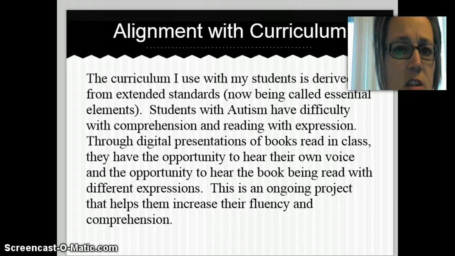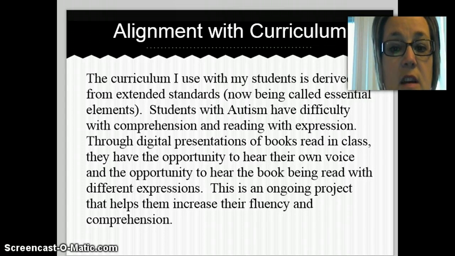Students with autism actually have difficulty with comprehension and reading with expression. Through digital presentations of books that we read in class, they can have the opportunity to hear their own voice and the voice of others, and they can hear the book being read with different expressions. This is an ongoing project that helps them increase their fluency and comprehension.